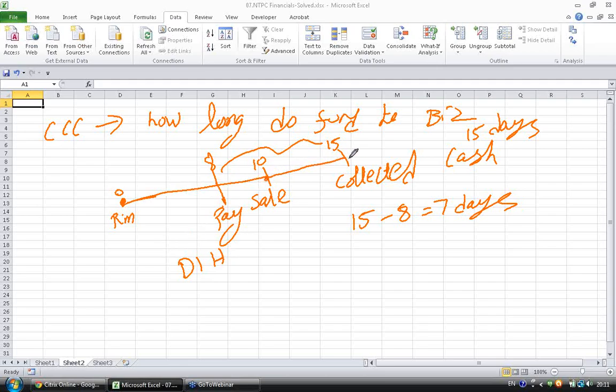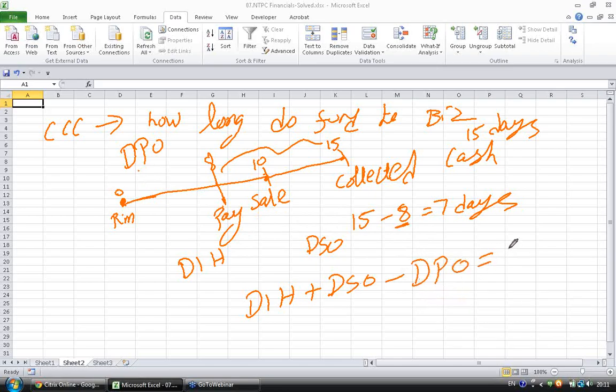From this point to this point, it is days sales outstanding. From 10th day to 15th day, it is days sales outstanding. From this point to this point, it is days payable outstanding. So you get 15 by adding DIH plus DSO in this case. From that, we subtracted 8, which is DPO. So minus DPO, which is cash conversion cycle. So your cash conversion cycle is days inventory in hand plus days sales outstanding minus days payable outstanding.